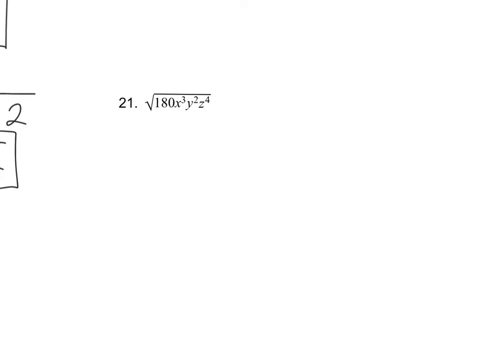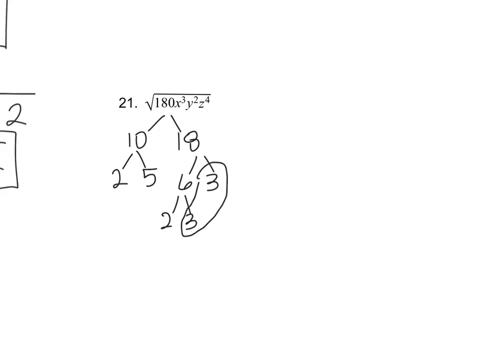Next, we're going to simplify the square root of 180 x cubed y squared z to the 4th. So first we're going to start by breaking down 180. And I'm going to do 10 times 18. When I break down 10, it's going to be 2 times 5. 18 I can break down as 6 times 3, and then 6 I can break down as 2 and 3. So I'm looking for groups of the same number. I have a pair of 3s, and I have a pair of 2s.